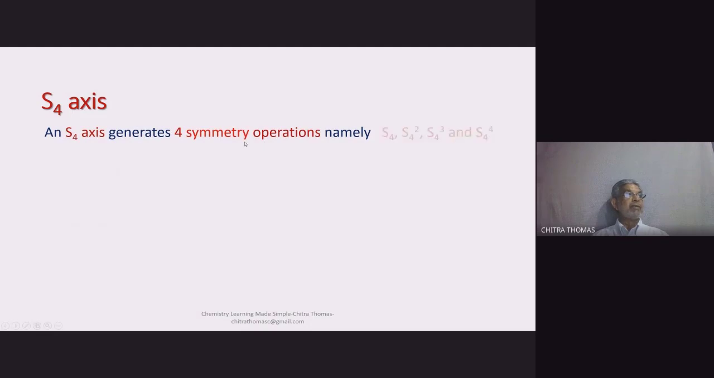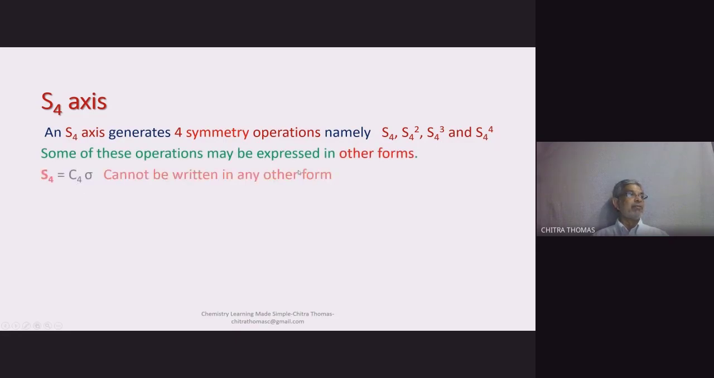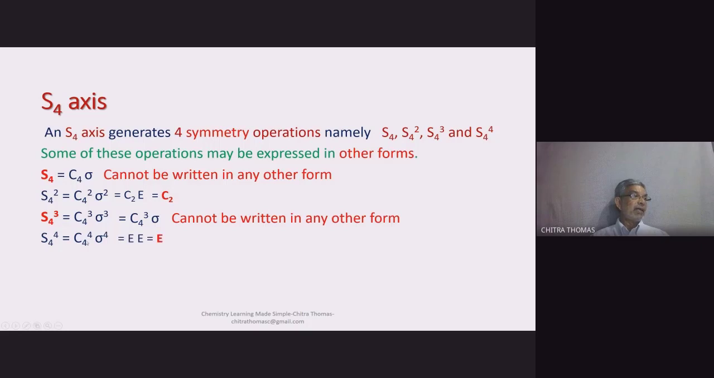Four symmetry operations, namely S4, S4², S4³, and S4⁴. Some of these operations may be expressed in other forms. Then S4² is equal to C4² into sigma², which is C2 into the identity, so C2. Then S4³ is C4³ sigma³, which is C4³ sigma, which cannot be written in any other form. And S4⁴ is C4⁴ sigma to the power 4, which is equal to identity.